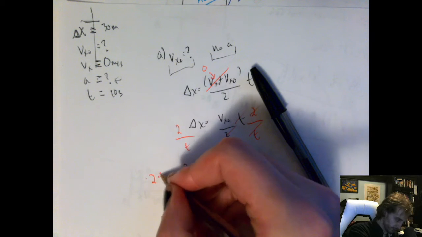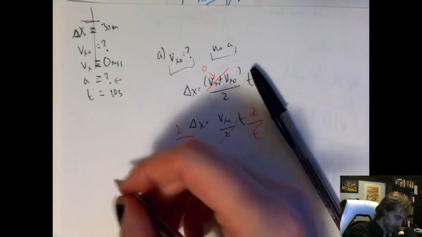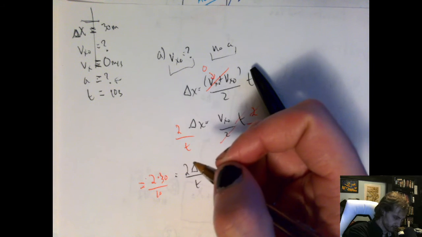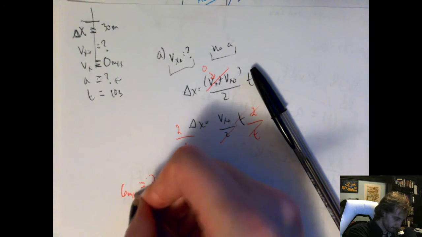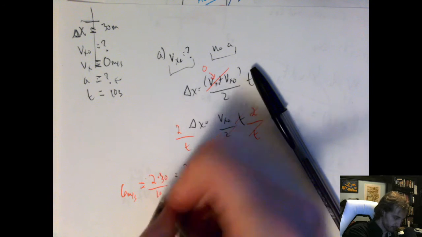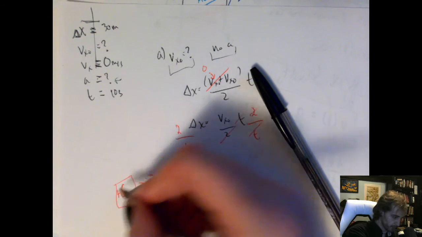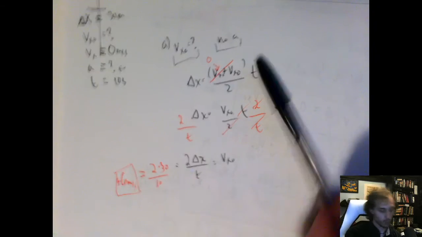Delta x was 30. T was 10. That gives us a final answer of 6, because it's 30 over 5, meters per second. And positive. So initially we were traveling forward at 6 meters per second.